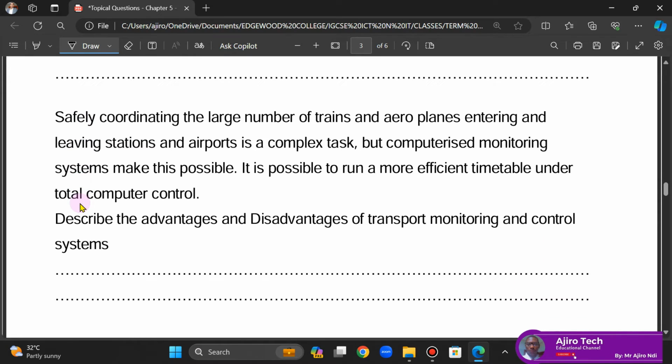Safely coordinating the large numbers of trains and aeroplanes entering and leaving stations and airports is a complex task, including vehicles. But a computerized monitoring system makes this possible. It is possible to run a more complex timetable under total computer control. Describe the advantages and disadvantages of transport monitoring and controlling systems. So let's discuss that very importantly. The first thing is that it adapts.